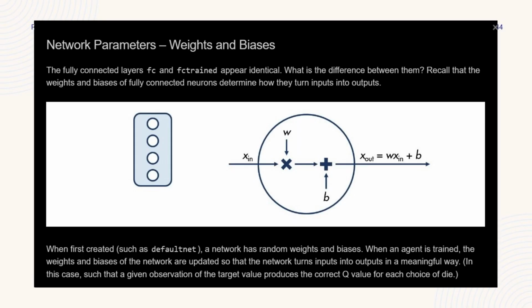Network parameters, weights and biases. The fully connected layers fc and fc trained appear identical. What is the difference between them? Recall that the weights and biases of fully connected neurons determine how they turn inputs into outputs.